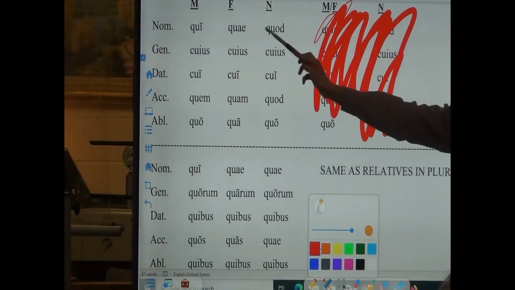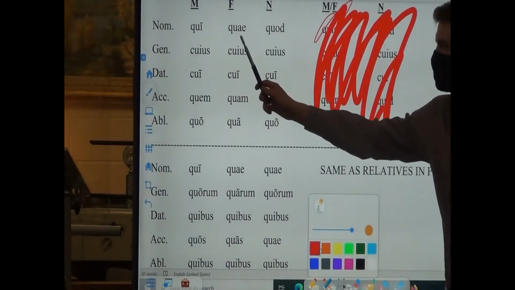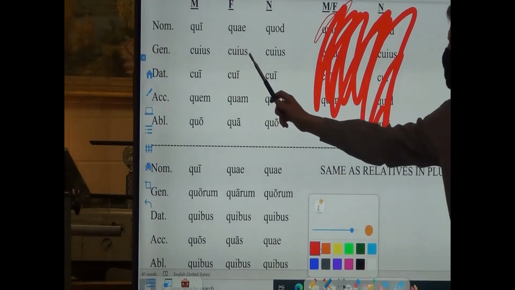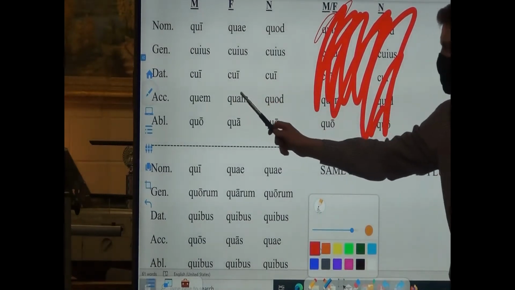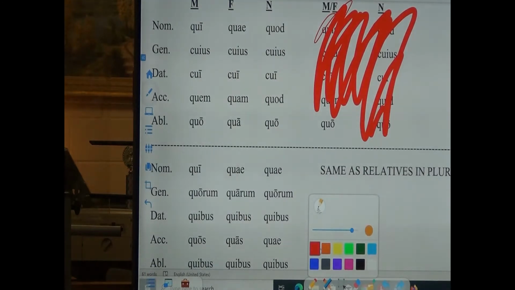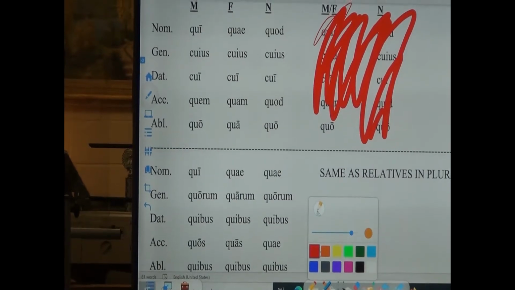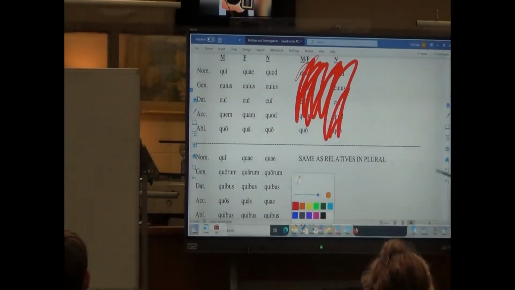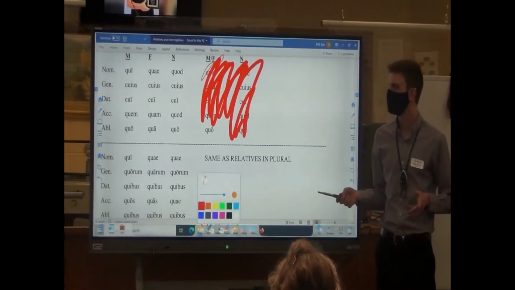Qui, quae, quod, cuius, cuius, cuius, cui, cui, cui, quem, quam, quod, quo, qua, quo, qui, quae, quae, quorum, quarum, quorum, quibus, quibus, quibus, quos, quas, quae, quibus, quibus, quibus.